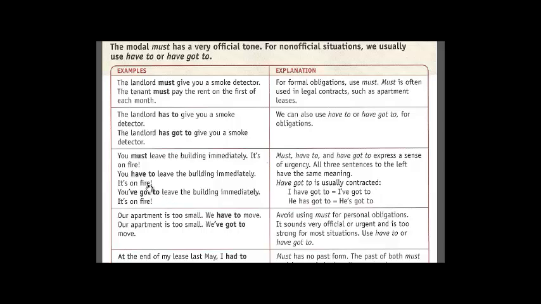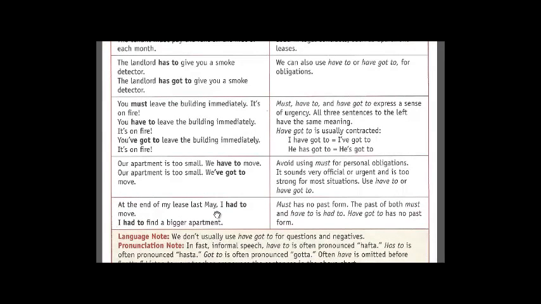It's on fire. Our apartment is too small. We have to move. Our apartment is too small. We've got to move. At the end of the lease last May, I had to move. I had to find a bigger apartment.